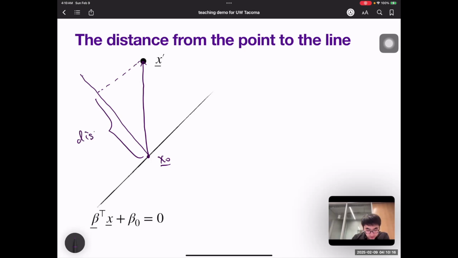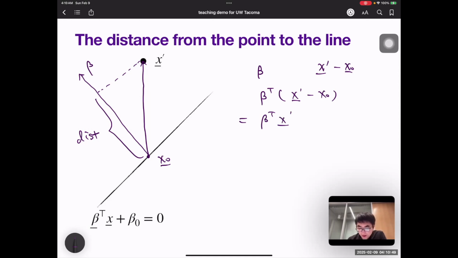This is a distance. Because we already know that beta is perpendicular to this decision boundary, we have two vectors: the beta vector, and the other vector is x prime minus x naught. The projected distance can be computed as follows. By linear algebra, if we simplify it, we basically obtain the following result.